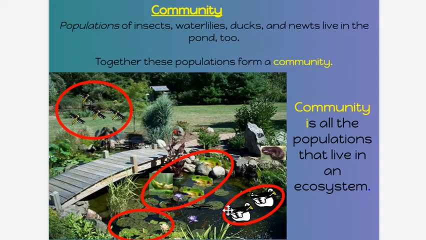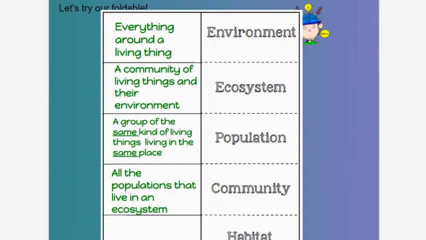Community is all the populations that live in an ecosystem. Each one of these red circles is a population, and together they form a community in an ecosystem. So, what's a community again? It's all the populations that live in an ecosystem.